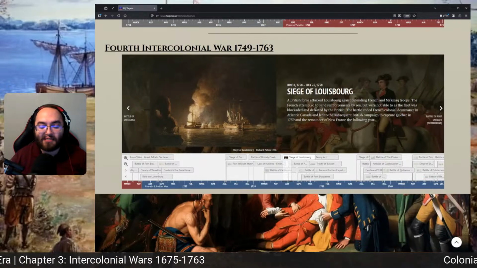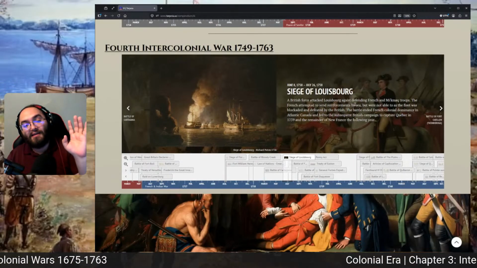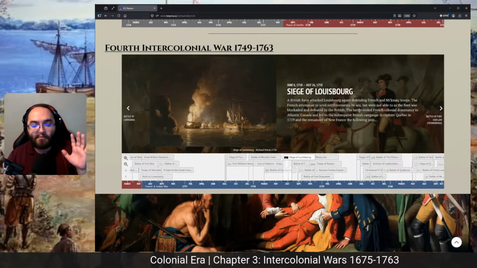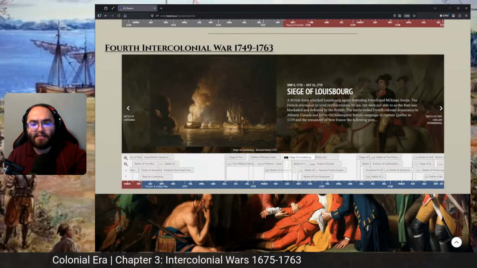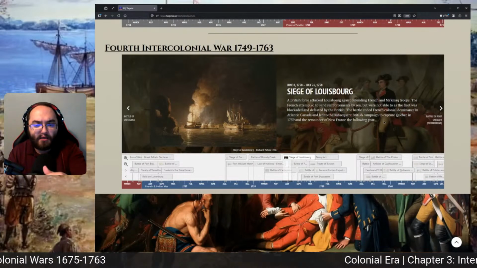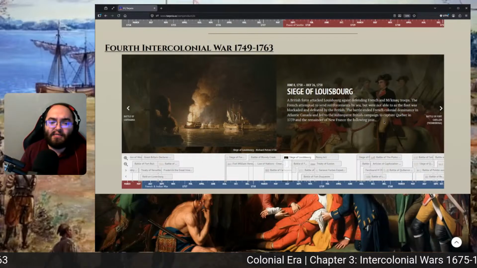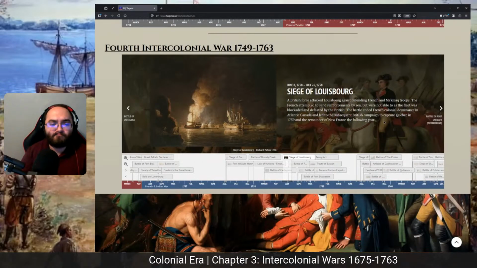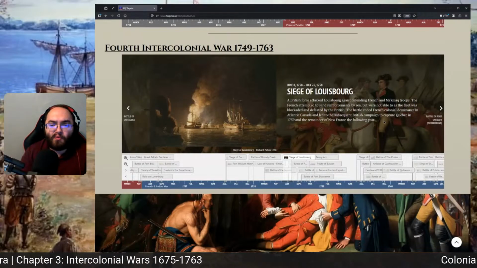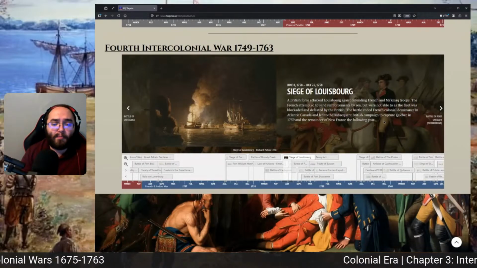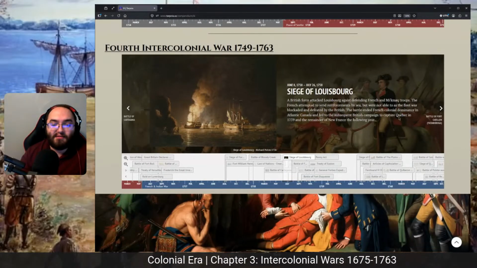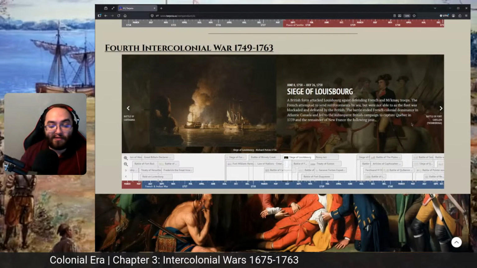So this is a British force attacking a French force and their native allies, the Micmac. The French attempted to send reinforcements by sea, but were not able to, as the fleet was blocked and defeated by the British. The battle ended French colonial dominance in Atlantic Canada near modern-day Nova Scotia, and led to the subsequent British campaign to capture Quebec in 1759, and the remainder of New France the following year.